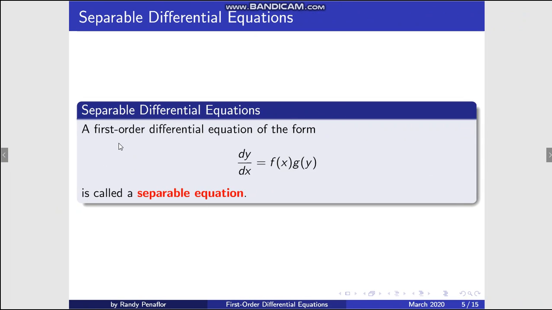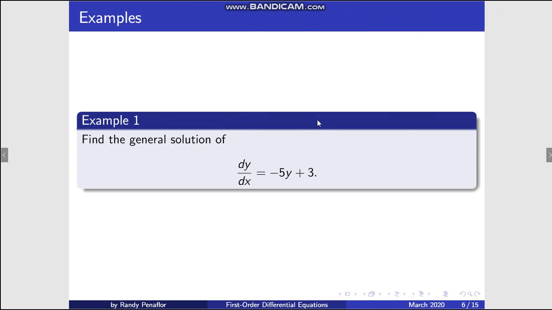A first-order differential equation of the form dy over dx equals f of x times g of y is called a separable equation. Let us consider example 1. Find the general solution of dy over dx equals negative 5y plus 3. Observe that this differential equation takes the form of dy over dx equals f of x times g of y. Our f of x here is equal to 1 and our g of y equals negative 5y plus 3. Thus, this is a separable equation.